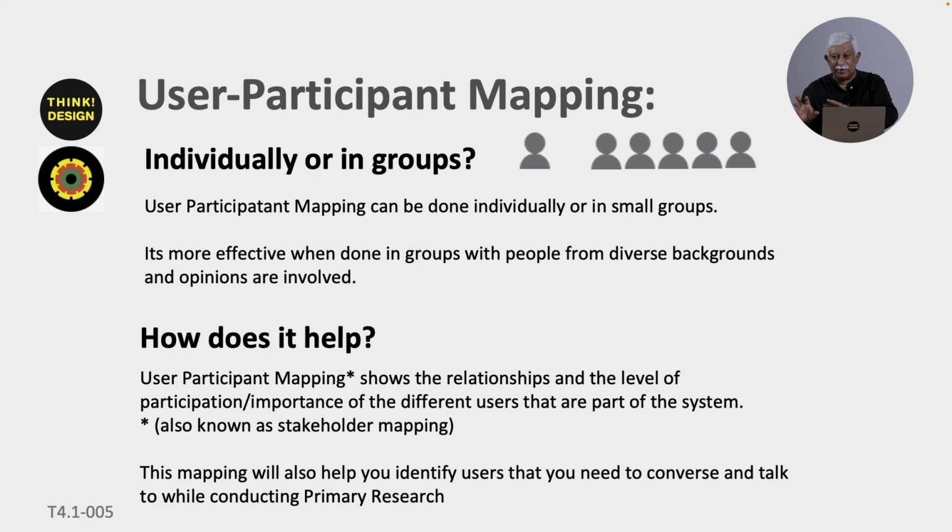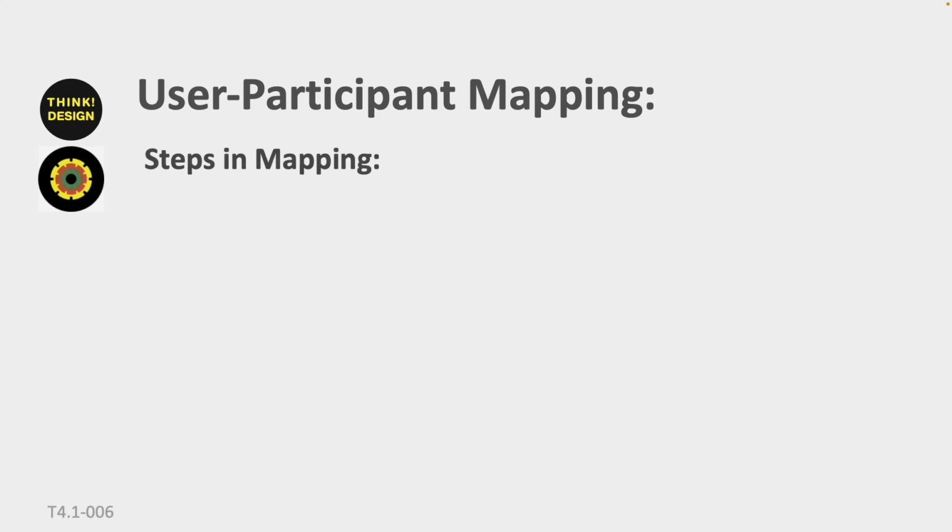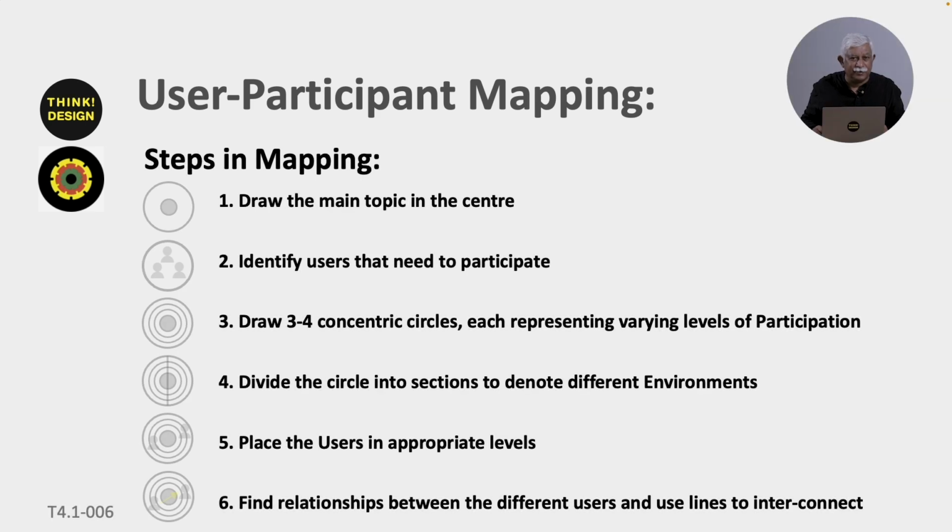If you map all this, you'll understand who you need to talk to, who you need to understand. That is the part that you'll do while conducting primary research. So this becomes a very good way of understanding your user segments and trying to map the relationships. It's also known as stakeholder mapping, of all the stakeholders involved within your topic. So let's look at the steps in mapping.